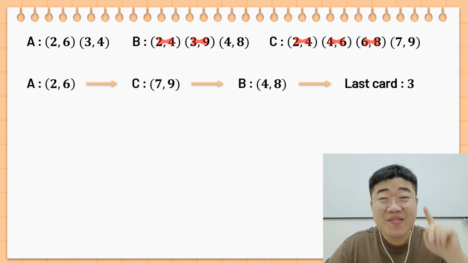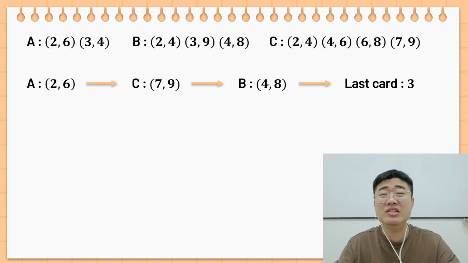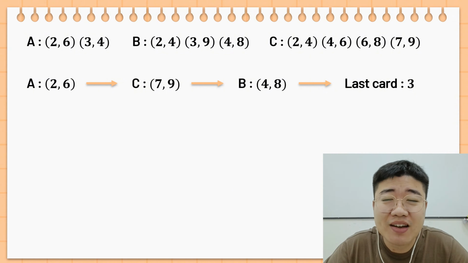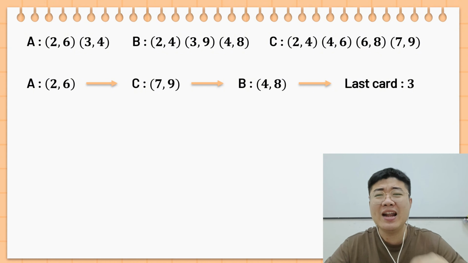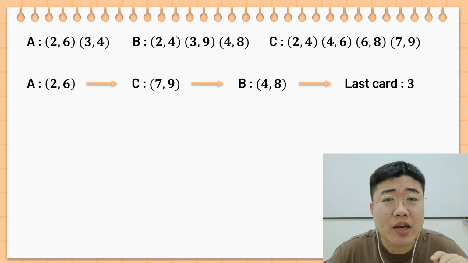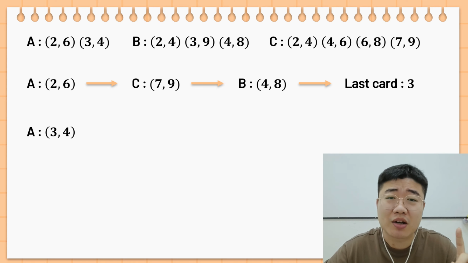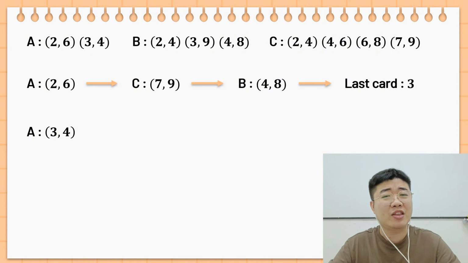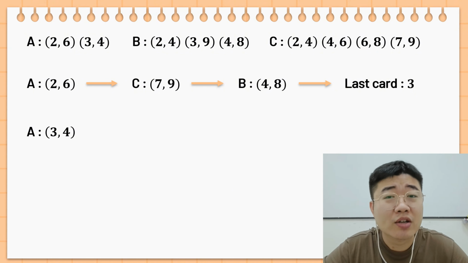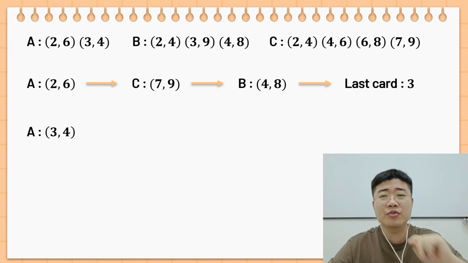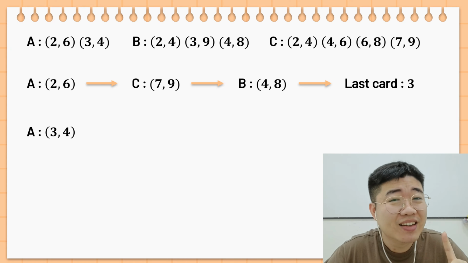Everyone, not yet. We must discuss the other cases because the other one might also be correct. So let's check. Now, for Alex, instead of choosing 2 and 6, we can also choose 3 and 4. Then we just do the same method again. We do the elimination method. If the number is used, it cannot be used again. So 3 and 4. We check for B.